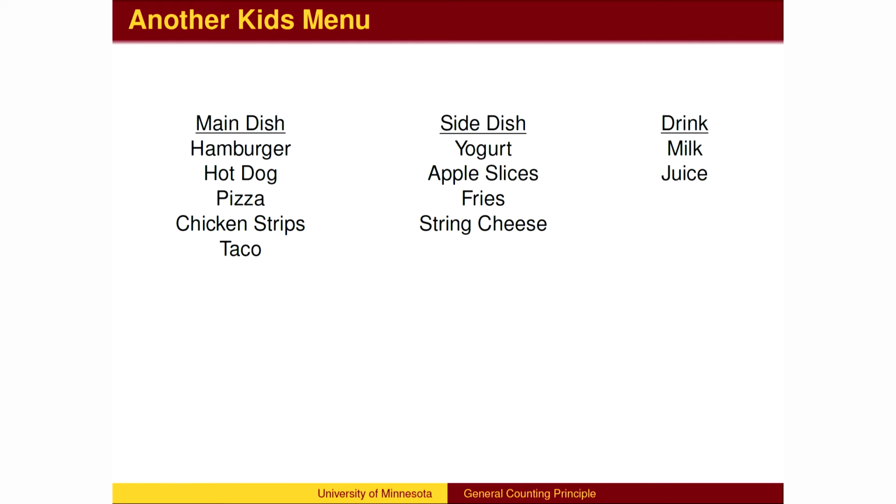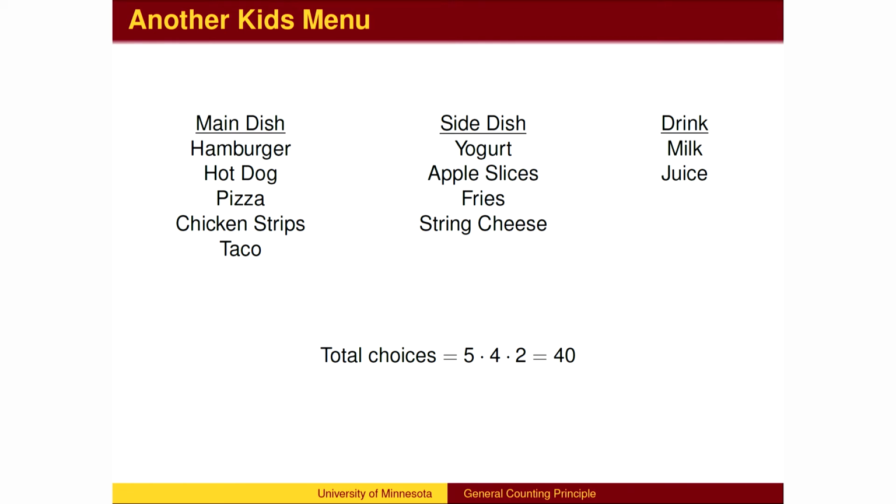The first page has the main dish rows and side dish columns with milk. The second page has the main dish rows and side dish columns with juice. On this 2-dimensional screen, it's harder to represent this 3-dimensional idea, but the principle is the same. Our total choices are 5 times 4 times 2 equals 40 total choices.